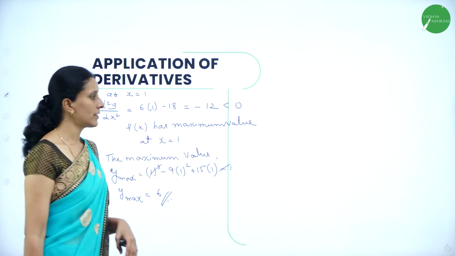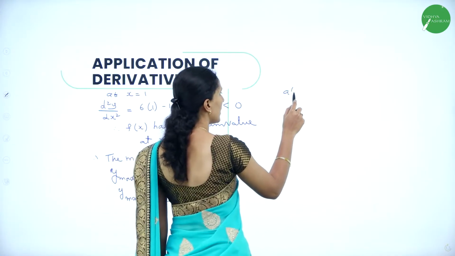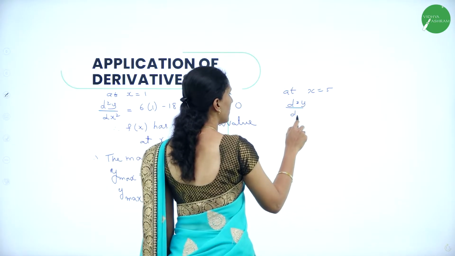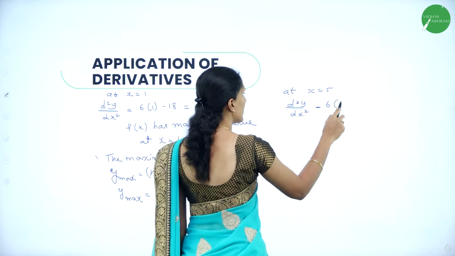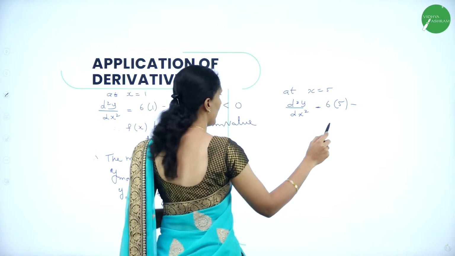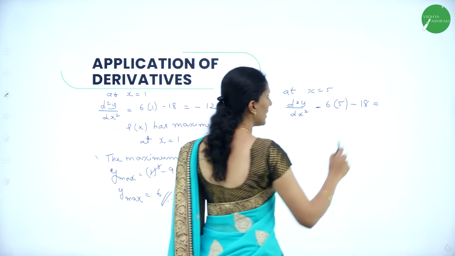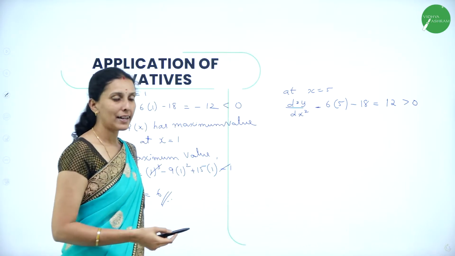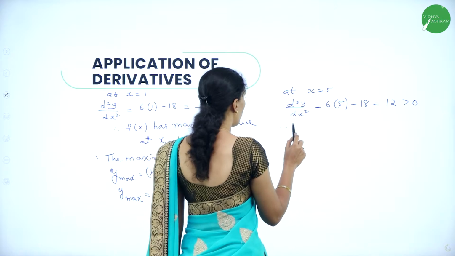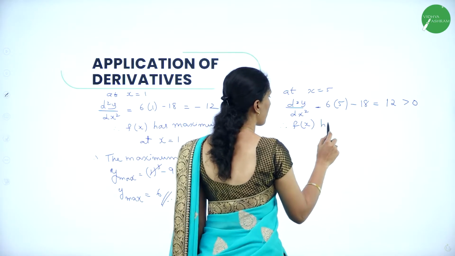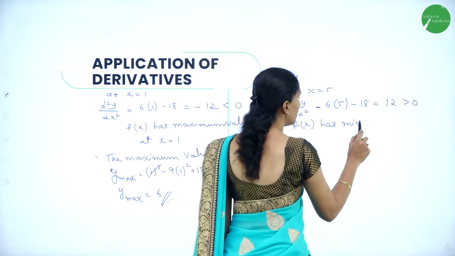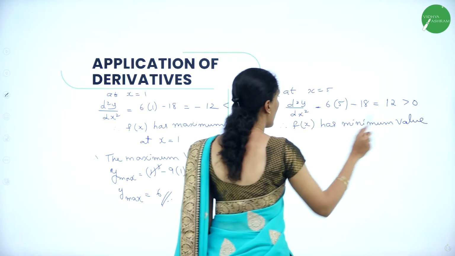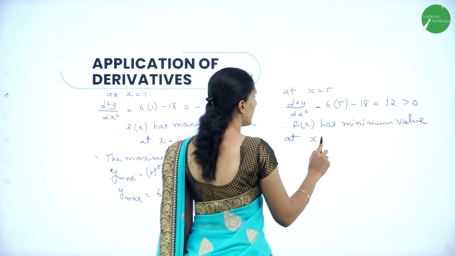Now let's check at x is equal to 5. So at x is equal to 5, d square y by dx square is 6 into 5 minus 18. So that is plus 12, which is greater than 0. If it is greater than 0, therefore f of x has minimum value at x is equal to 5.